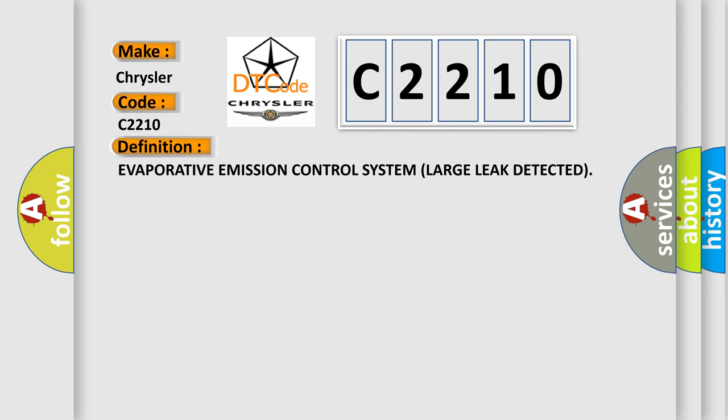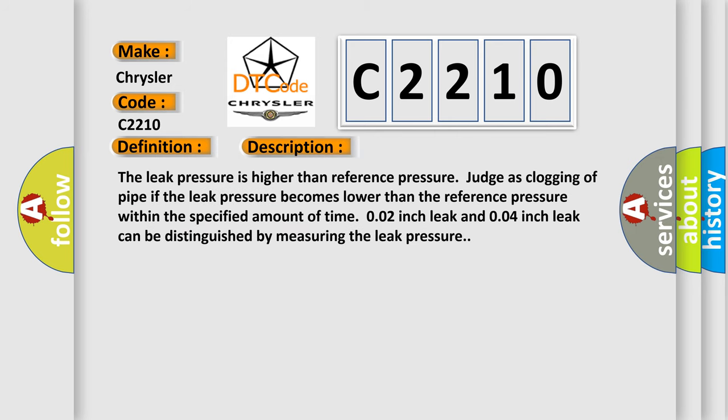And now this is a short description of this DTC code. The leak pressure is higher than reference pressure judges clogging of pipe. If the leak pressure becomes lower than the reference pressure within the specified amount of time, 0.02-inch leak and 0.04-inch leak can be distinguished by measuring the leak pressure.